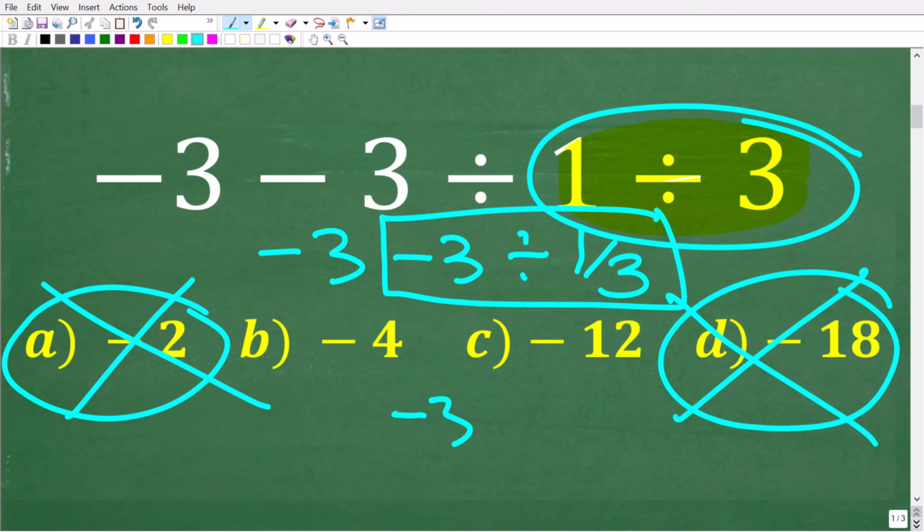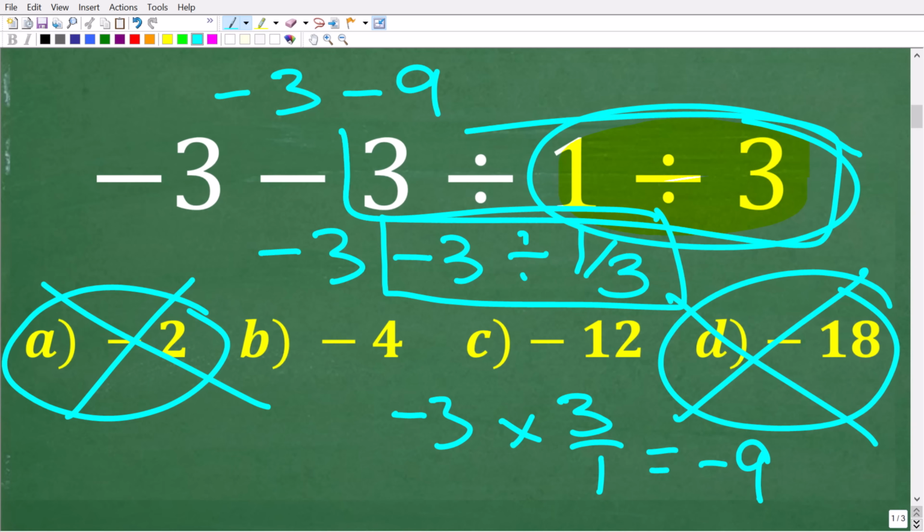So -3 divided by 1/3 is the same thing as -3 times, not 1/3, but 3 over 1, or 3. So now we have -3 times 3, which is -9. Okay, so now we have -3 minus -9, right? So all of this right here turned out to be a -9. So -3 minus -9 is -12.